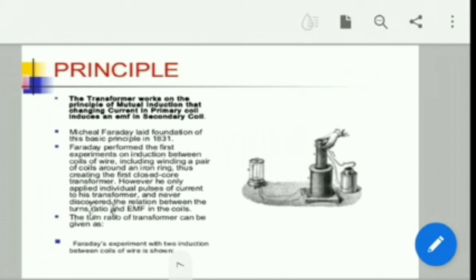Faraday performed the first experiment of induction between coils of wire, winding a pair of coils around an iron ring, thus creating the first closed core transformer. However, he only applied an induced pulse of current to his transformer and never discovered the relation between the turns ratio and EMF in the coils.